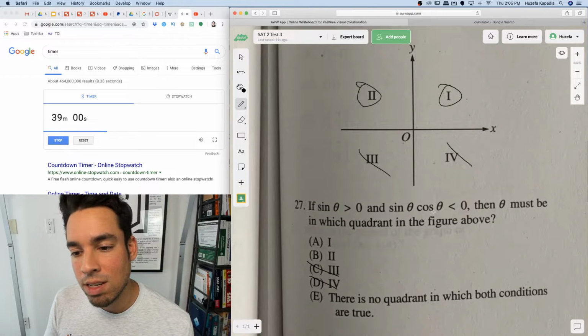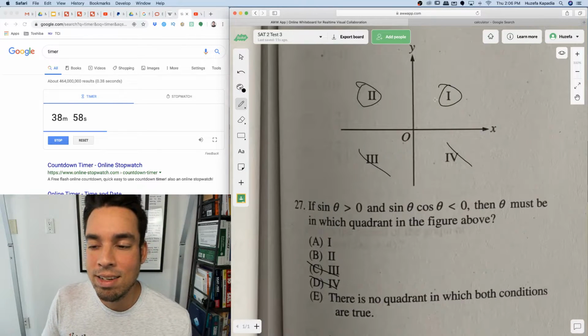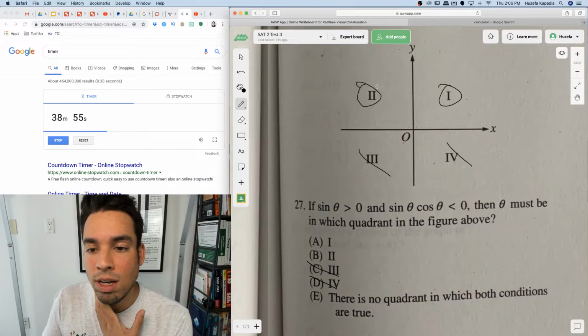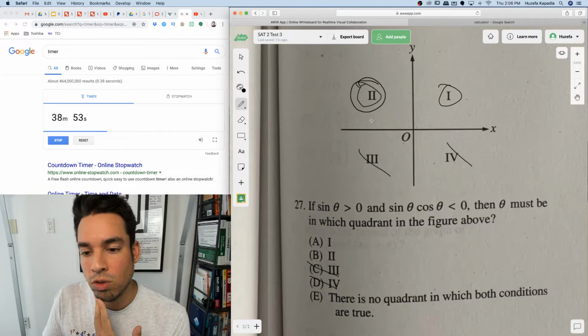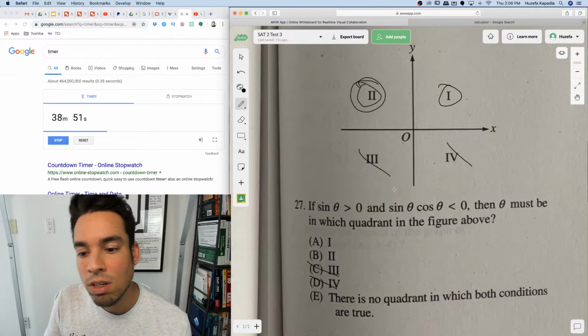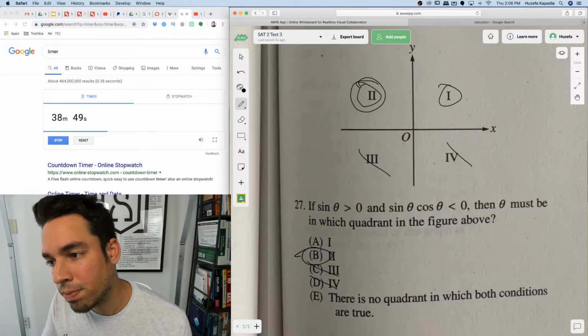Positive times a negative is negative. Cosine is negative. Cosine relates to x. So cosine is negative only in quadrant 2 and 3, but 3 is already out. So it's got to be quadrant 2.